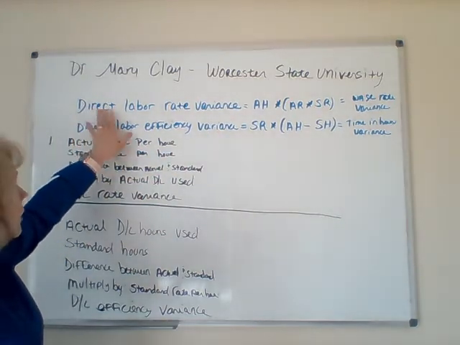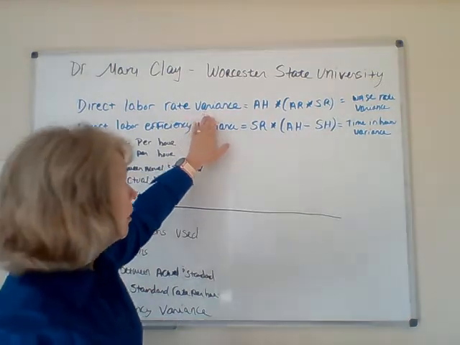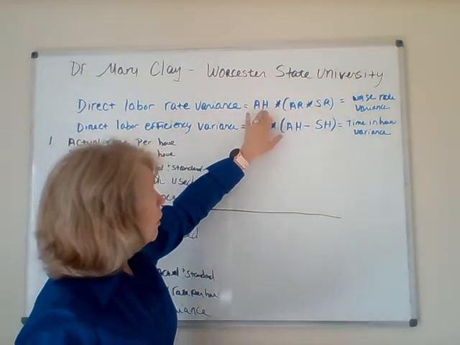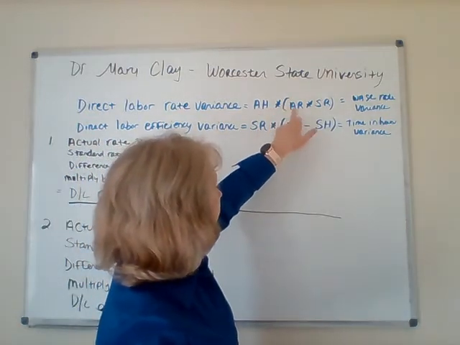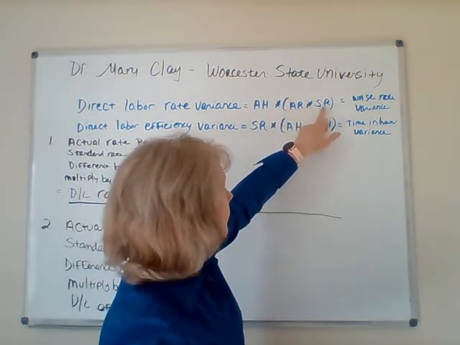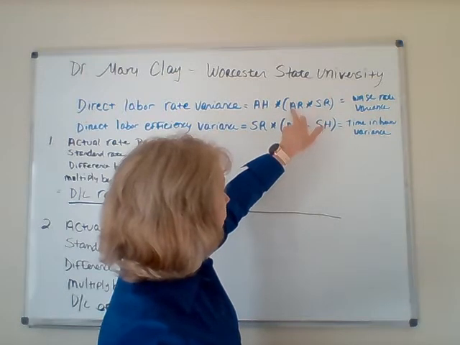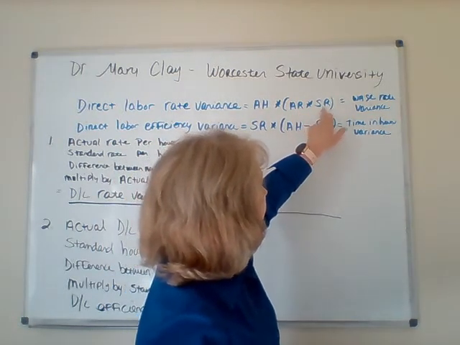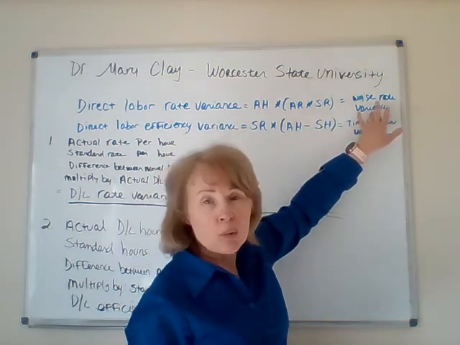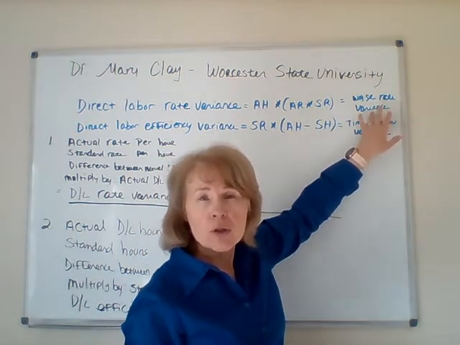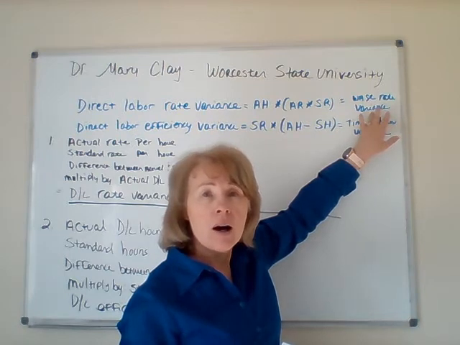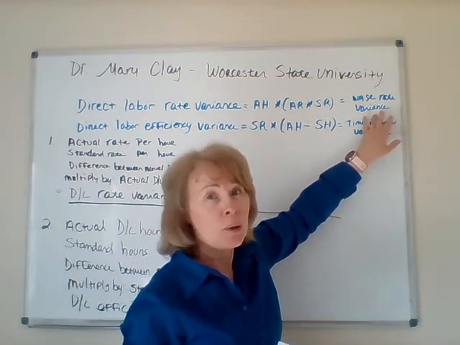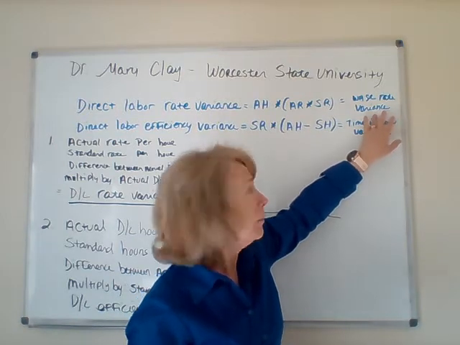The direct labor rate variance will be derived by taking actual hours multiplied by the actual rate minus the standard rate. Remember order of operations, we will do what's inside the parentheses first, and that will equal your wage rate variance. Managers would want to make decisions off of this variance to see what our hourly rate actually ended up being.